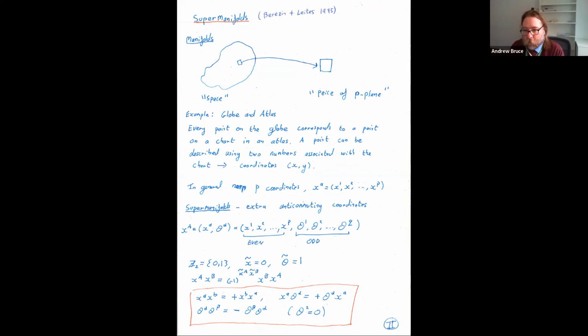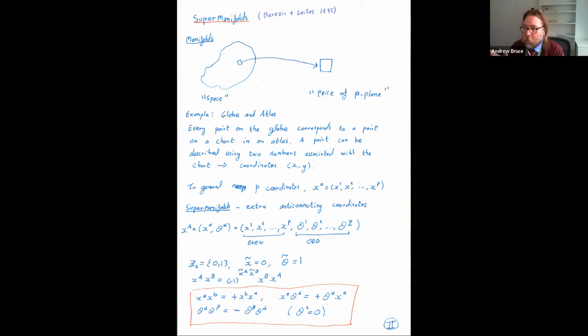And because of this, every point on my globe can be assigned 2 numbers. Yeah, the coordinates. So these are the coordinates associated to the chart in an atlas. So every point on my globe, I can describe with two numbers, x and y. Yeah, so the longitude, latitude, or whatever they are in the particular example.